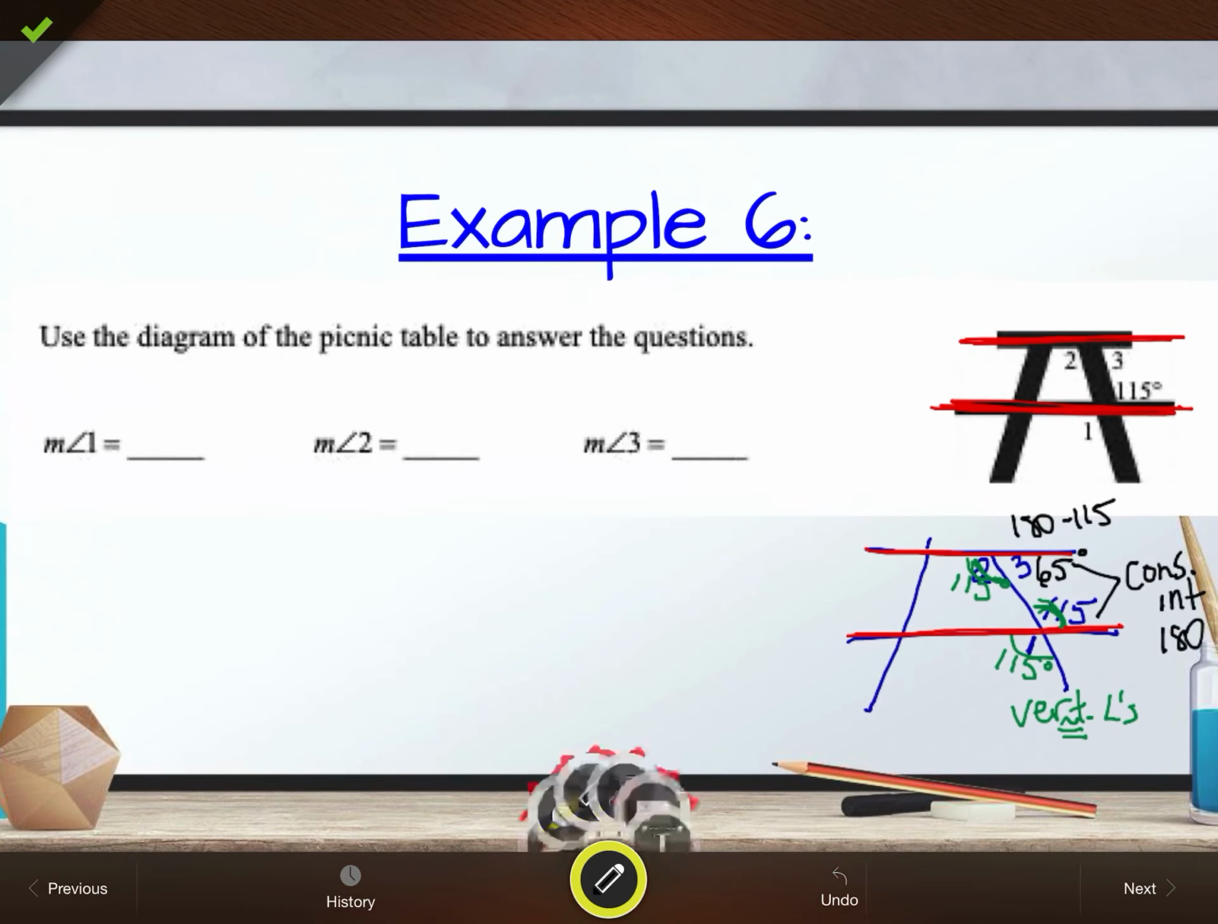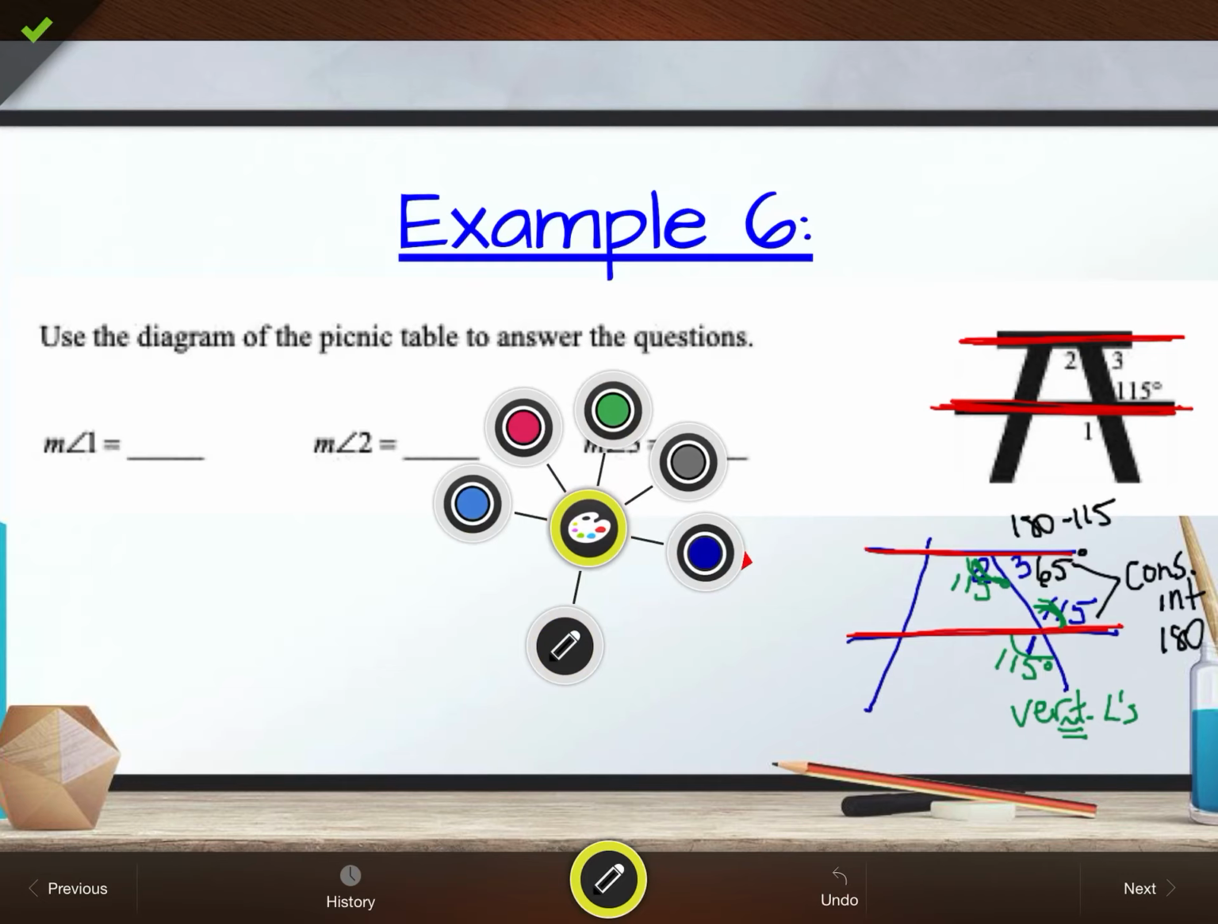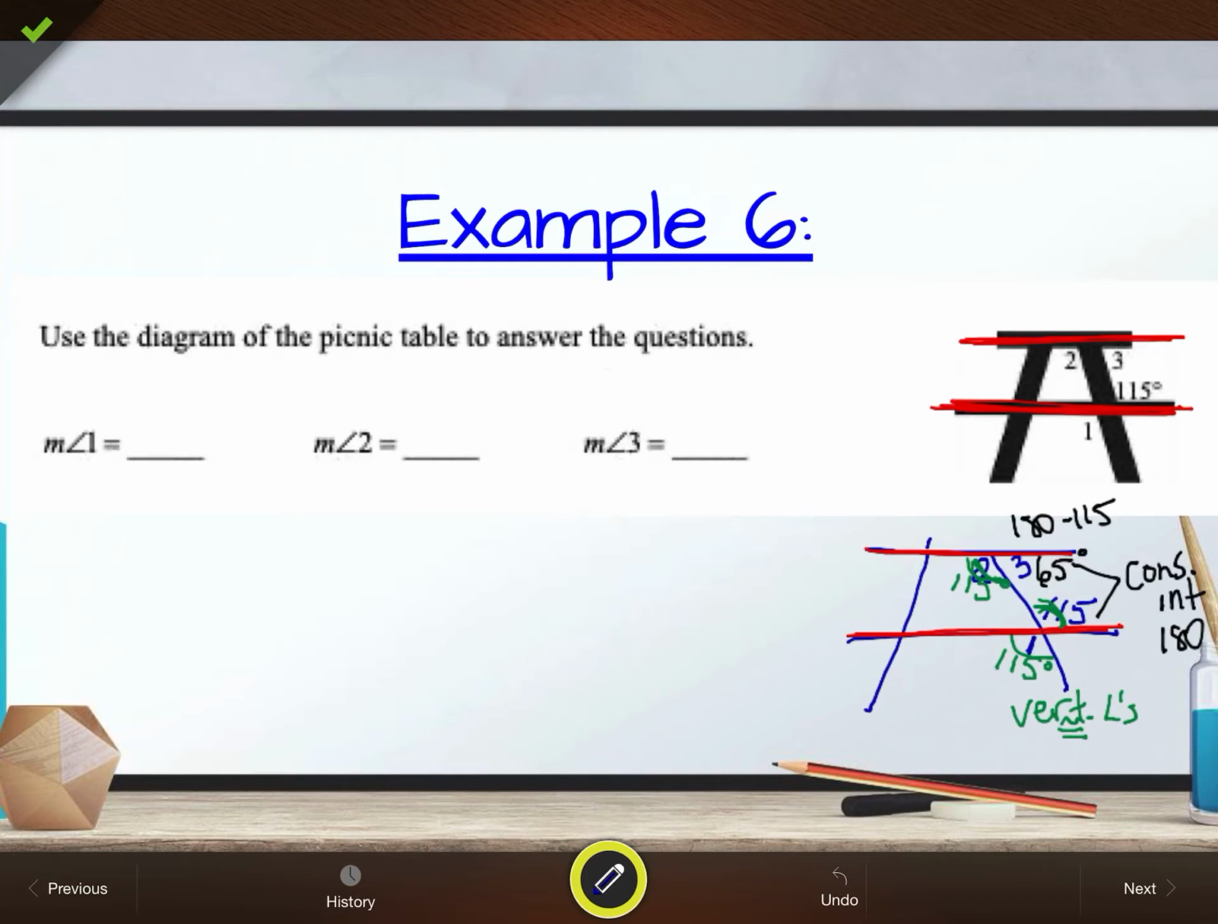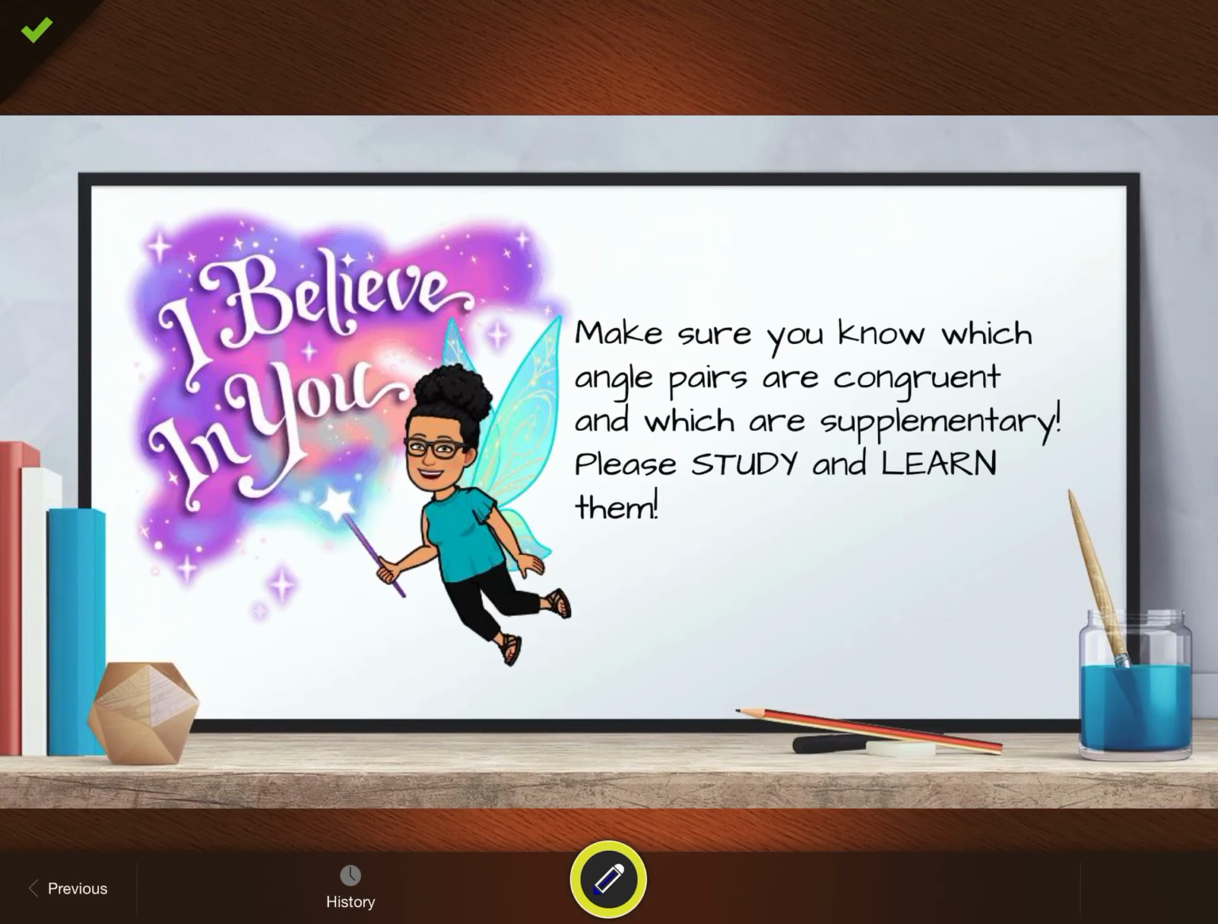So now you just got to fill in your picture. Measure of angle 1, we figured it was 115 degrees. Measure of angle 2, we also came up with 115. Measure of angle 3 came out to be different. I don't know what happened there. 65 degrees. All right, so that's it.